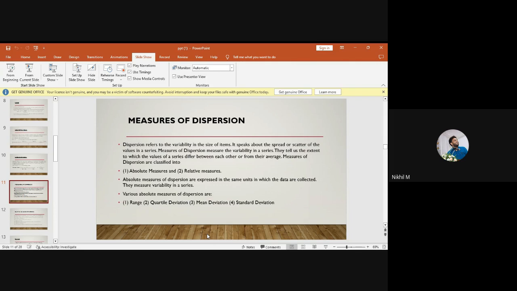Absolute measures of dispersion are expressed in the same unit in which data are collected. They measure the variability of a series. Absolute measures of dispersion are of four types. First one, range. Second one, quartile deviation. Third one, mean deviation. And fourth one, standard deviation.